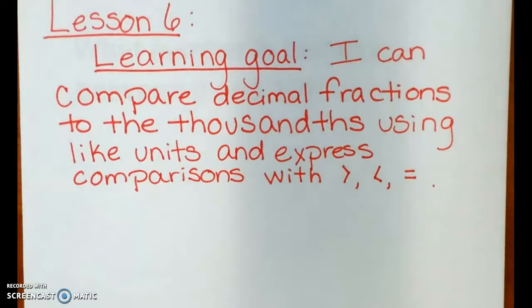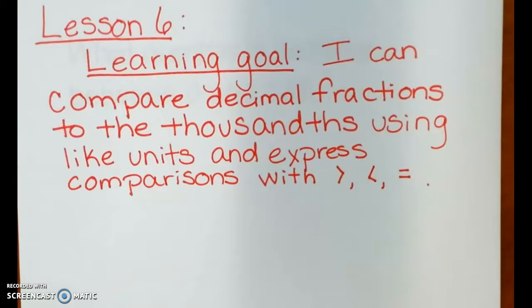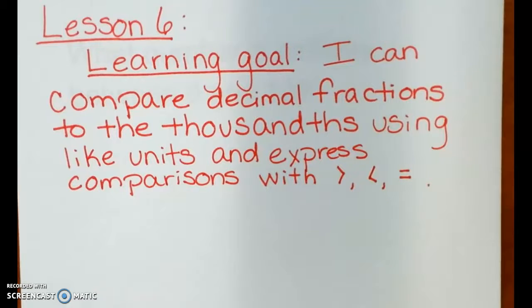Hi friends, today we're going to start a new lesson. We're starting Mission 1, Lesson 6. Our learning goal is I can compare decimal fractions to the thousandths, so all the way to the thousandths place, using like units and express comparisons with greater than, less than, and equal to. So really we're just looking to see if we can compare decimals and you write greater than, less than, or equal to in the middle.